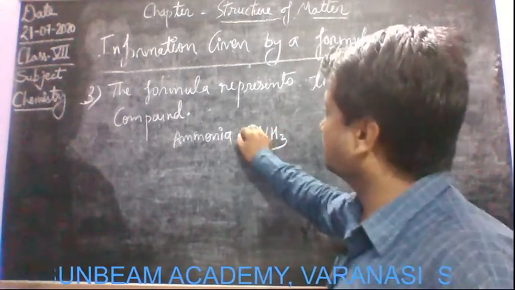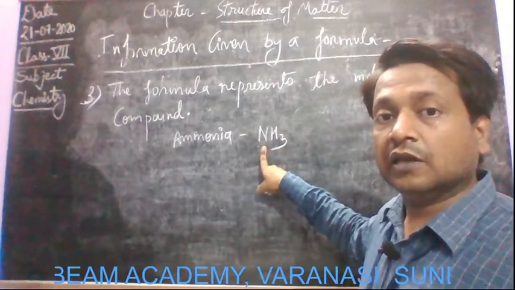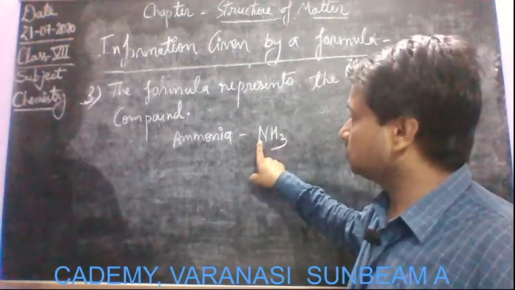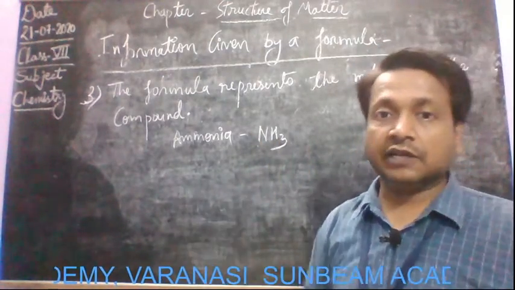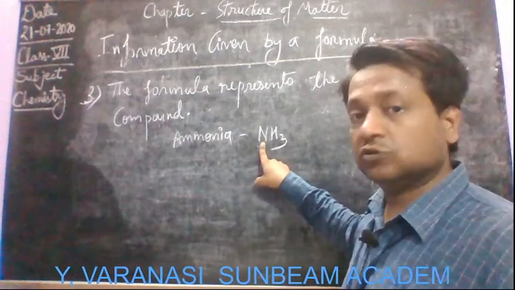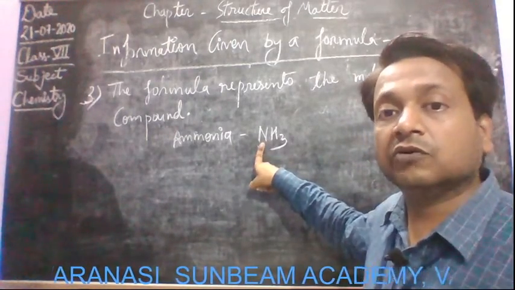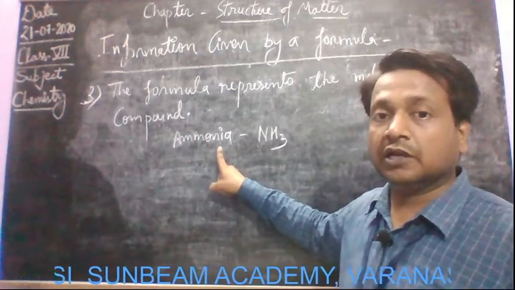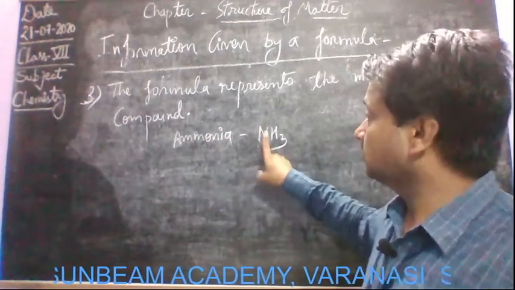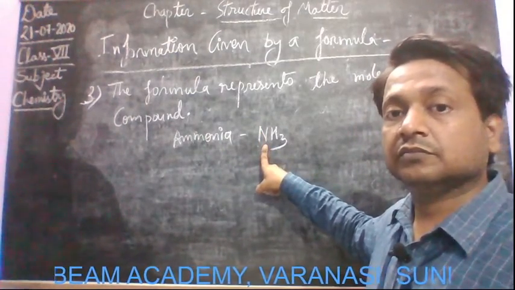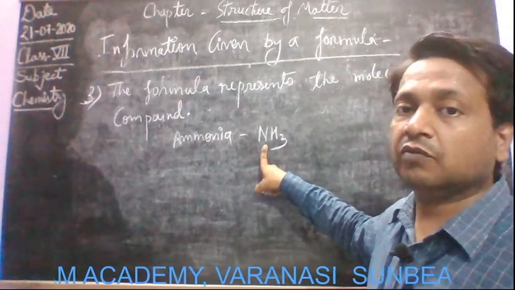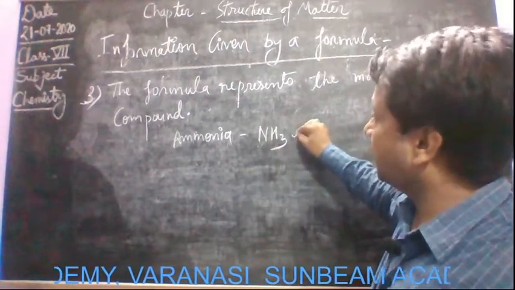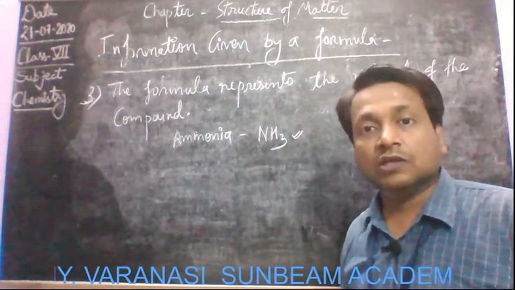formula NH3. So this NH3 indicates, first, that it is made up from two elements, nitrogen and hydrogen. It indicates, second, that the number of atoms of nitrogen is 1 and the number of atoms of hydrogen is 3. And now it is going to indicate that one molecule of ammonia is made up from one atom of nitrogen and 3 atoms of hydrogen. Or you can say that this is one molecule of ammonia.